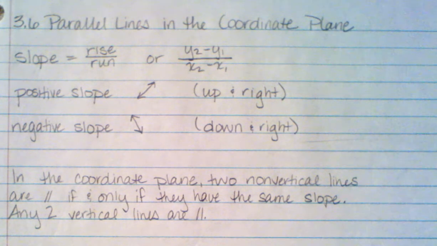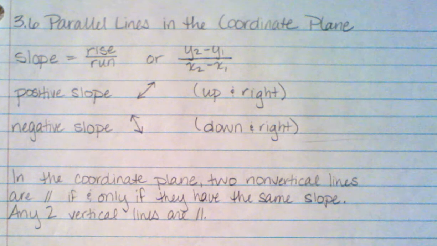So then in the coordinate plane, two non-vertical lines are parallel if and only if they have the same slope. Any two vertical lines are parallel to each other. So we don't specify vertical lines in the theorem because vertical lines are technically undefined as far as a slope is concerned. So to say that they have the same slope, both slopes would be undefined, but we don't actually consider that to be a slope, if that makes sense. So that's why we have to specify that they're non-vertical lines.